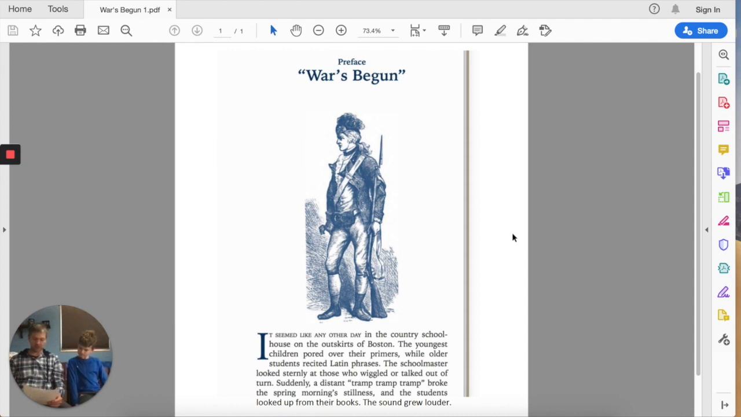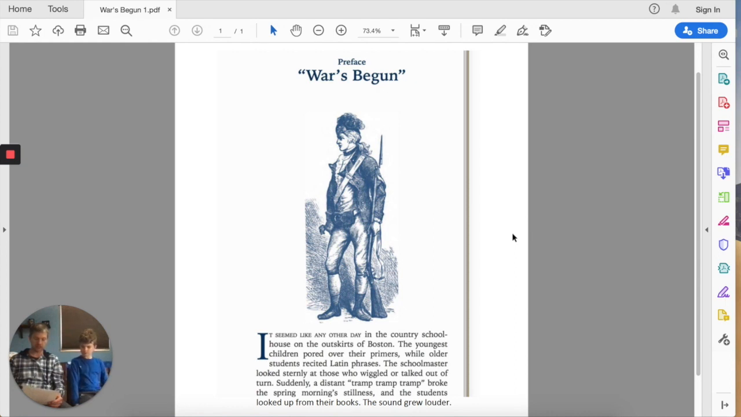The youngest children pored over their primers, while older students recited Latin phrases. The schoolmaster looked sternly at those who wiggled or talked out of turn. Suddenly, a distant tramp, tramp, tramp broke the spring morning stillness, and the students looked up from their books.